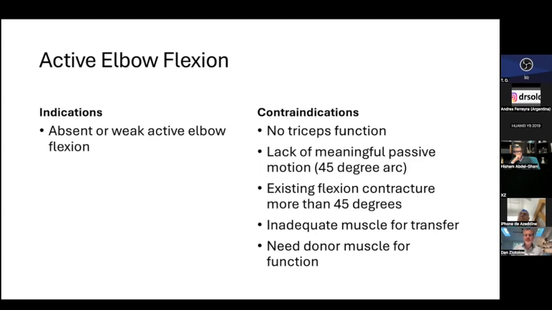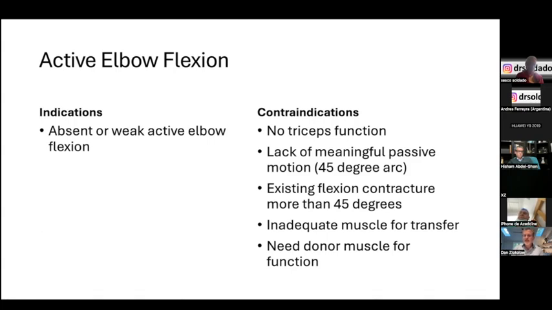Contraindications: if they don't have triceps function and you give them active elbow flexion, that's a problem because the flexion contracture will get worse and worse. Lack of meaningful passive motion. So if they don't have passive motion, there's no point in giving them active motion. And I like to see at least a 45-degree arc, unless there's some extenuating circumstance. So if they have an existing flexion contracture of more than 45 degrees and you do a transfer for elbow flexion, they're going to get more flexion contracture, and that's going to be a problem.